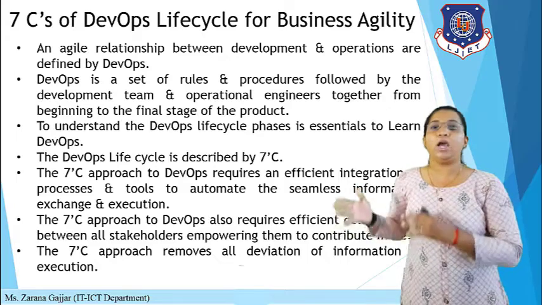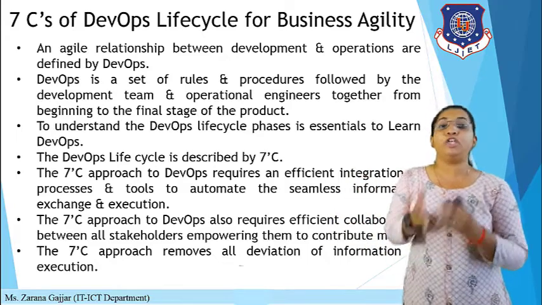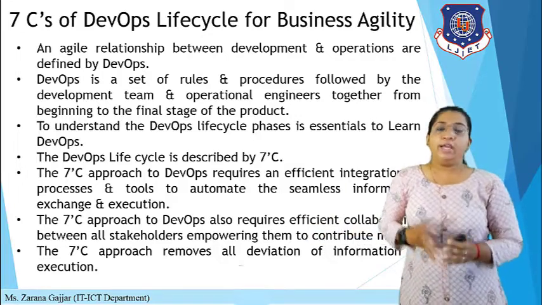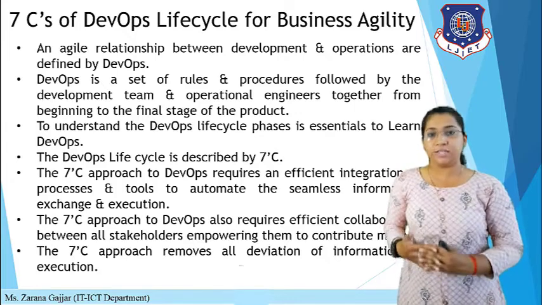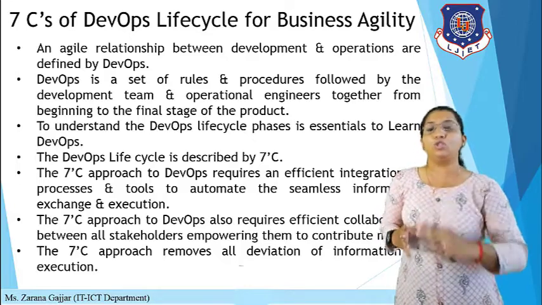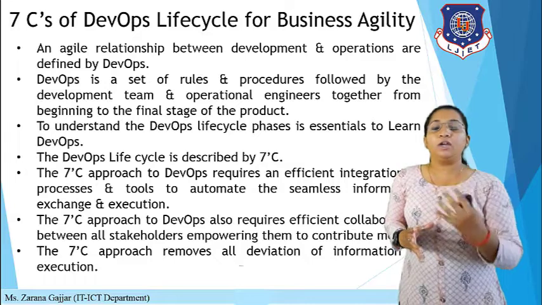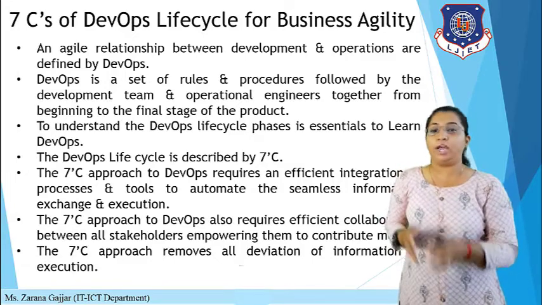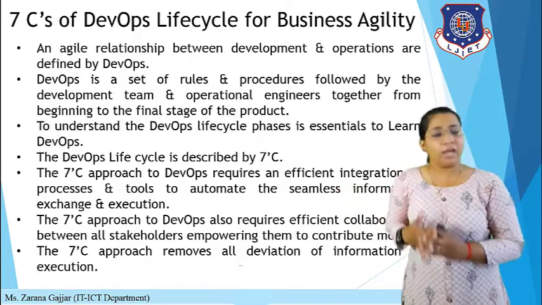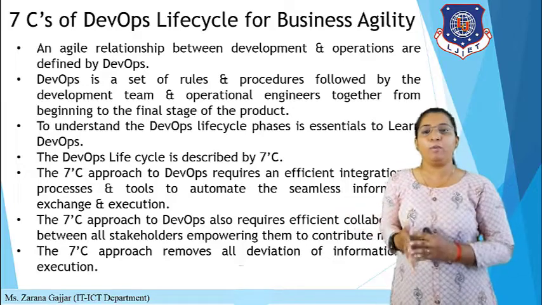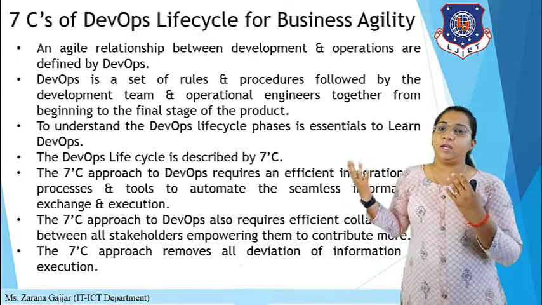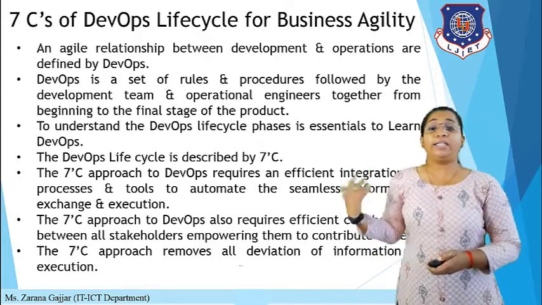The 7C approach to DevOps also requires efficient collaboration between all the stakeholders, empowering them to contribute more. If you are applying DevOps in your organization, your stakeholders can also collaborate on your software product and be empowered by contributing more. And the 7C approach removes all deviation of information and execution. If any irrelevant information and execution is there in your software product, then 7C will automatically remove it. So now, what is this 7C?